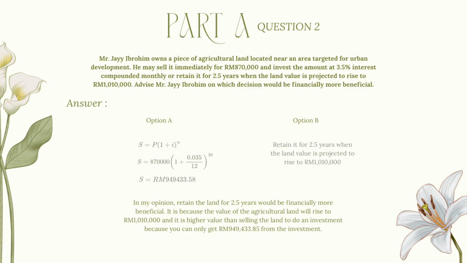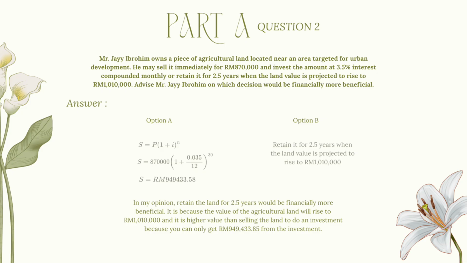The answer is option A, S equals to P (1 plus i) to the power of n. Then S equals to 870,000 (1 plus 0.035 divided by 12) to the power of 30. The answer is S equals to 949,433 ringgit 58 cents. Option B, retain it for 2.5 years when the land value is projected to rise to 1,010,000 ringgit. In my opinion, retain the land for 2.5 years would be financially more beneficial.